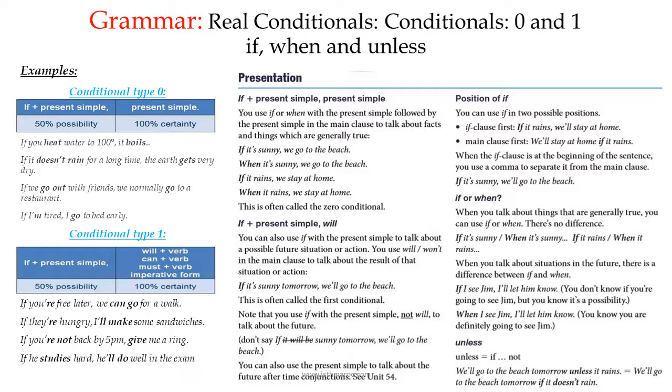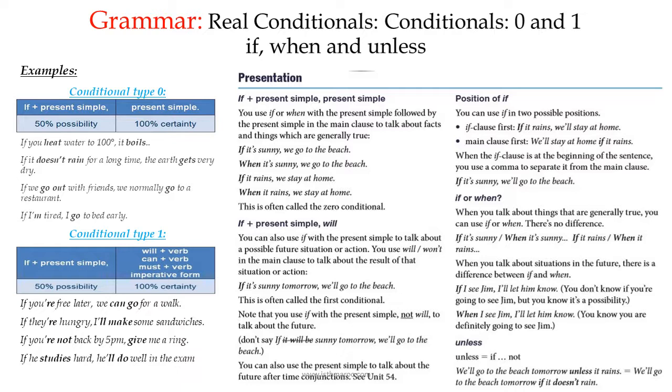We have some other examples here again. If it's sunny, we go to the beach. When it's sunny, we go to the beach. If it rains, we stay at home. When it rains, we stay at home. This is often called zero conditional. So the if clause can be replaced by when. Okay. When you are free, for example, when you are free, visit me. It means if you are free, visit me.